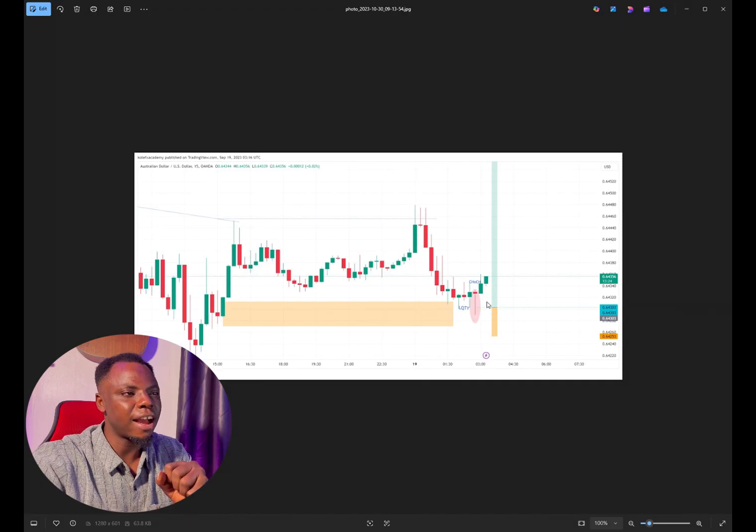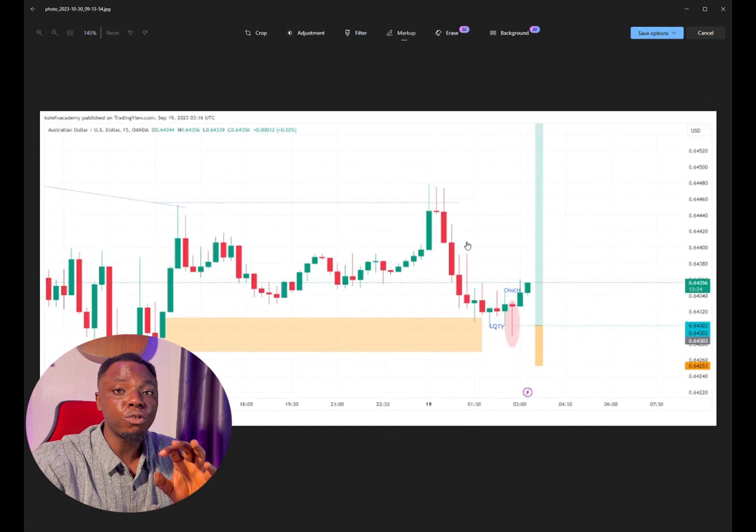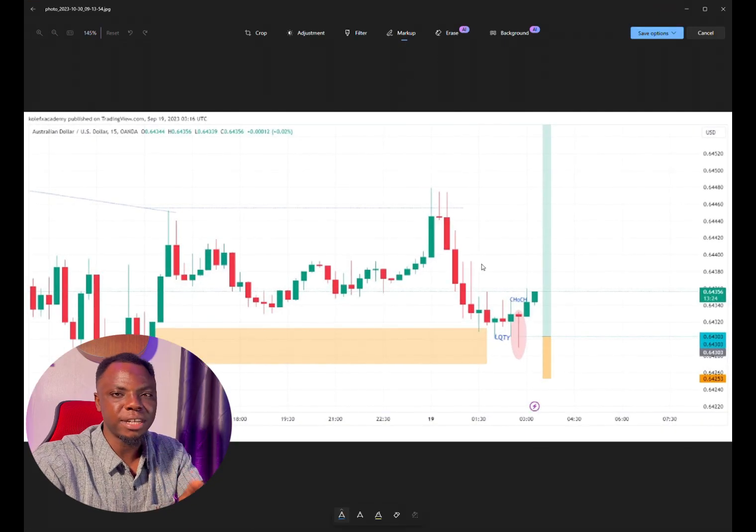Now looking at what I have here, I've gotten a very good pin bar on the 15-minute time frame. You can see I have a pin bar on the 15-minute time frame. And looking at my pin bar, I'm expecting that market to continue going up.